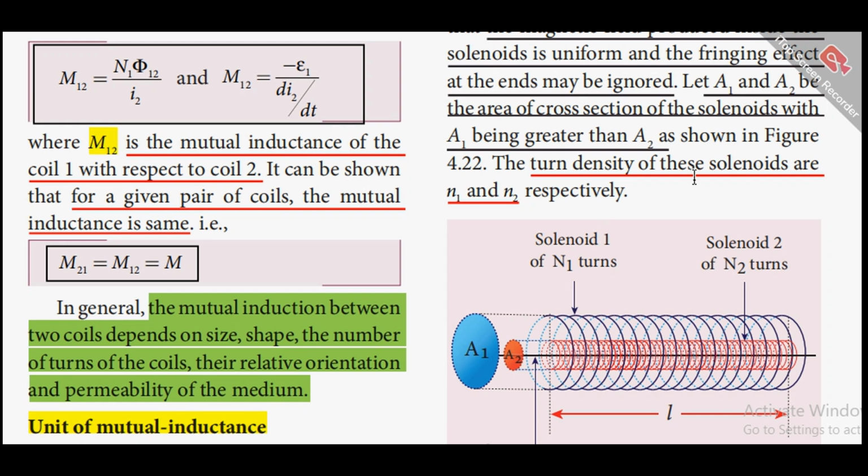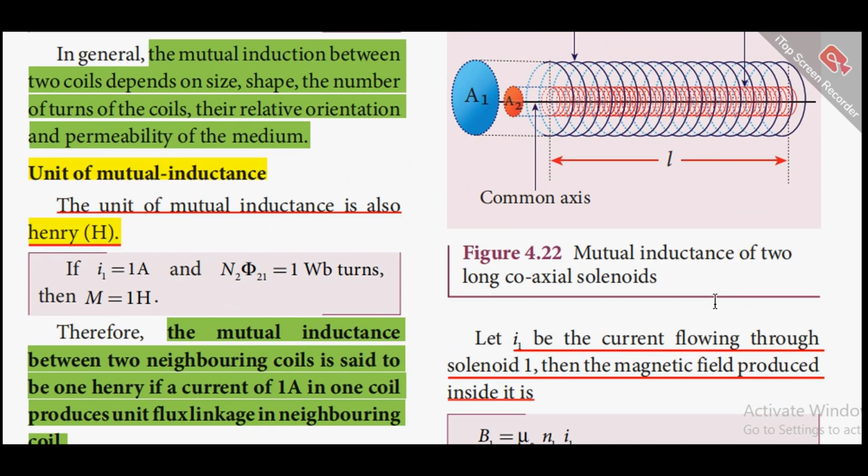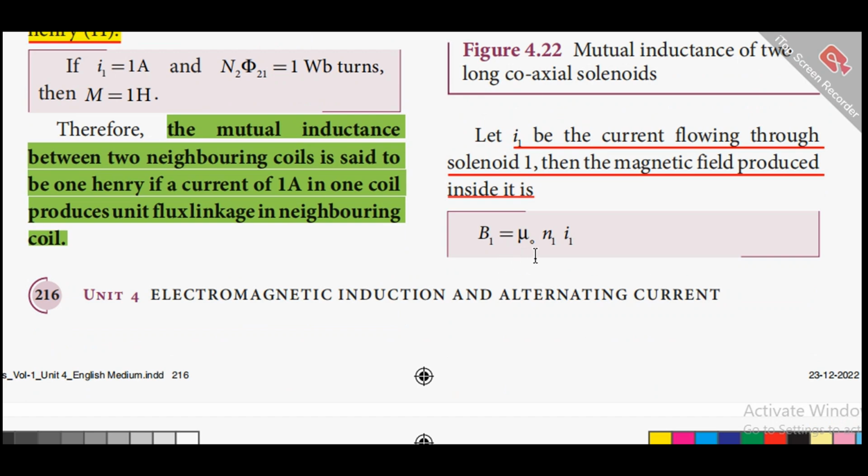The turn density of these solenoids are given by N1 and N2. So for the first solenoid, the number of turns is N1, and for the second solenoid, the number of turns is N2. And these two solenoids will share a common axis like this. That is called a coaxial solenoid. Let I1 be the current flowing through the first solenoid. Then the magnetic field produced inside the first solenoid is given by the expression B1 equal to mu naught N1 I1.